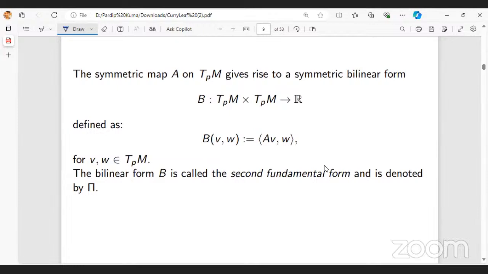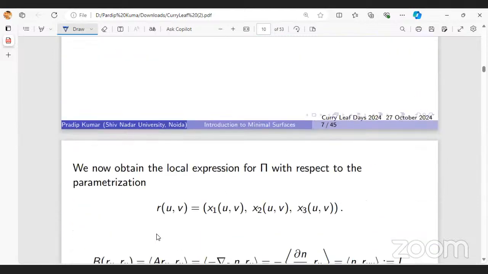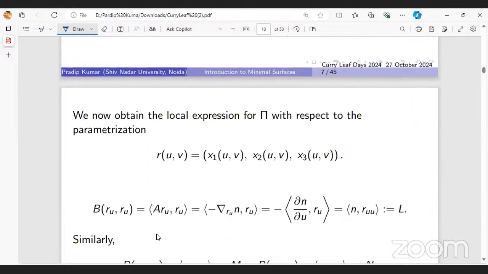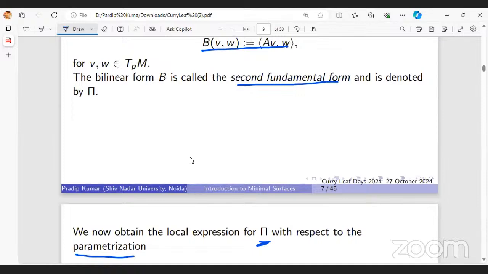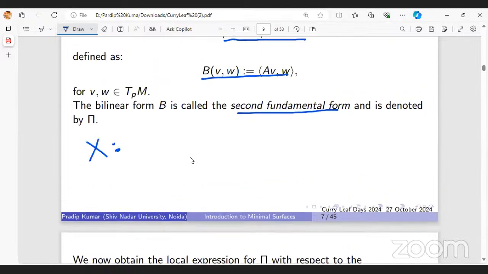With help of A, you can define a bilinear map. This bilinear map is called the second fundamental form and is denoted by this. Moreover, how does it look if we take the local parameterization? Those who know this thing, this seems trivial, but I will very soon come to the minimal surface thing. But I just wanted to define the mean curvature and other things.